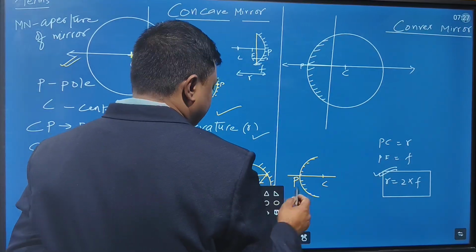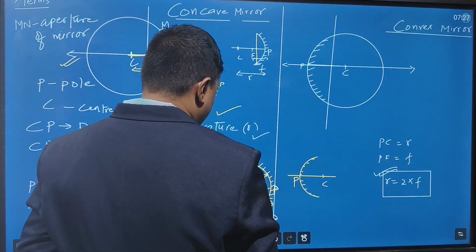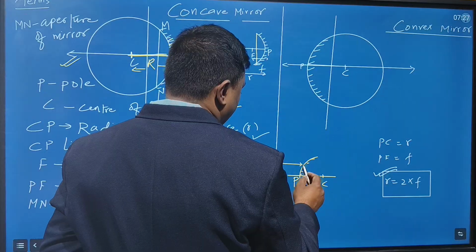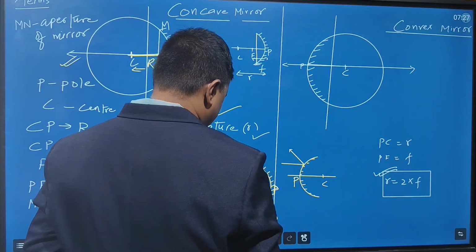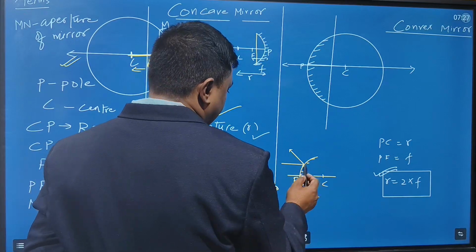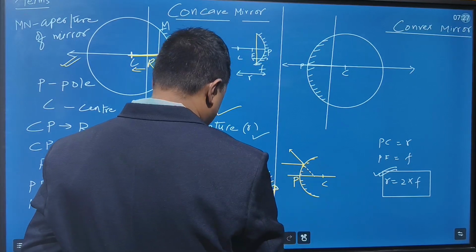If any ray of light, this line is called as what? Principal axis. If any ray of light which is parallel to the principal axis, after reflection, it will diverge. It will appear to pass through one point. That point is called as what? A focus.